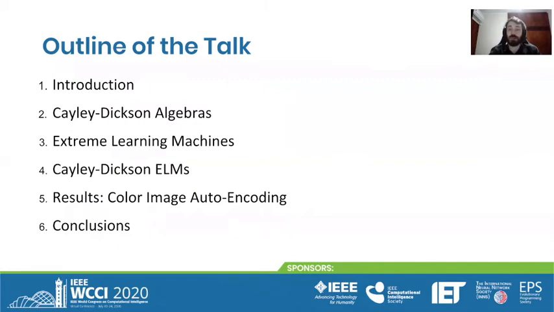A quick outline of this talk. We're going to go over a quick introduction along with the main contributions of this work. Then I'm going to talk about the key aspect of this work, which is the Cayley-Dickson algebras. We're going to go over the concept of extreme learning machines and the extension of that concept to Cayley-Dickson algebras. And lastly, I'm going to show some results we obtained in a color image autoencoding task, along with the conclusions we could draw from it.